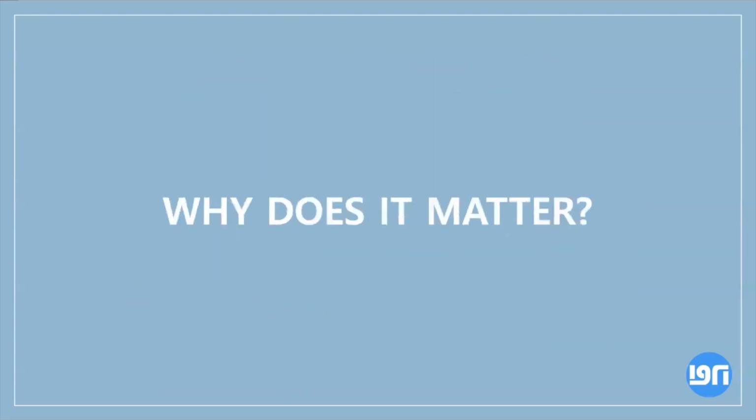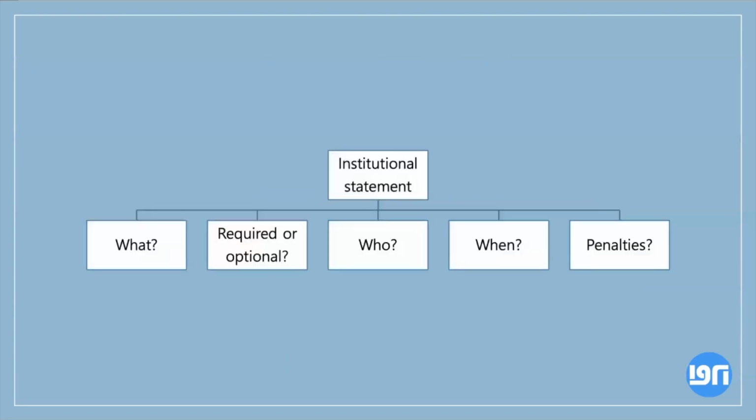At this point, you might ask yourself, why does institutional grammar matter? Institutional grammar is an important tool for breaking down an institutional statement into its component parts, as well as identifying the relationships between those parts. We can use the institutional grammar to figure out what an institutional statement wants someone to do, whether it's required or optional, to whom it applies, under what circumstances, and penalties for non-compliance.